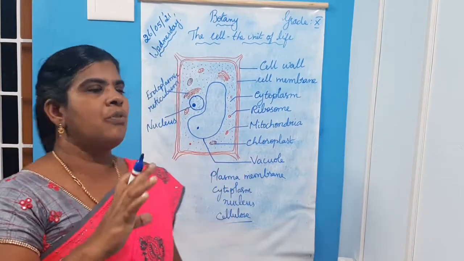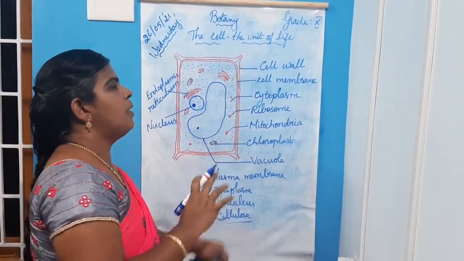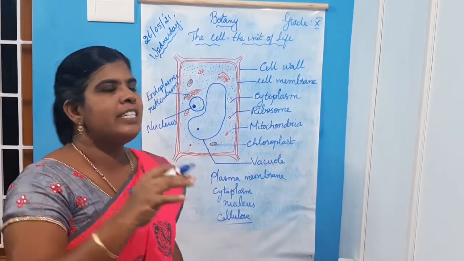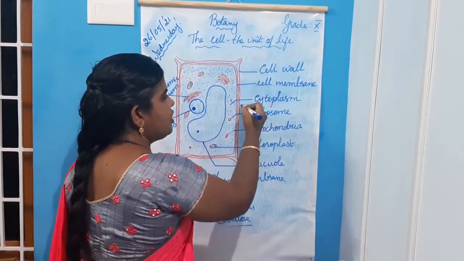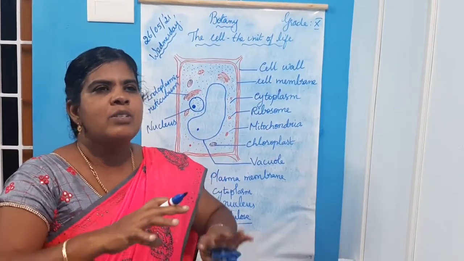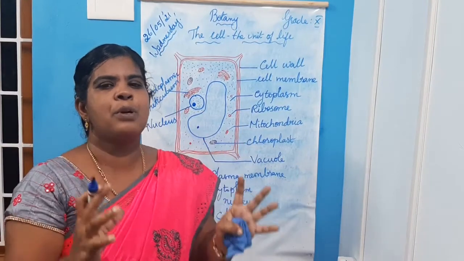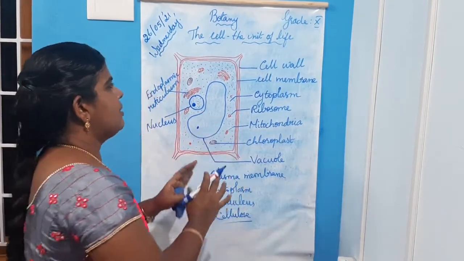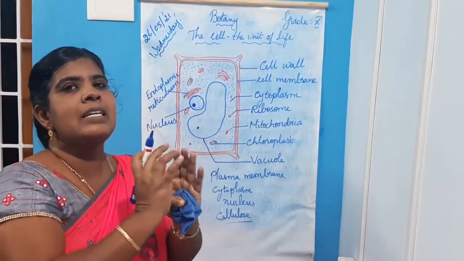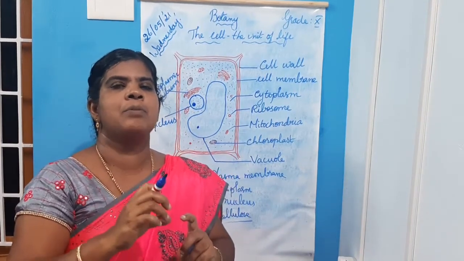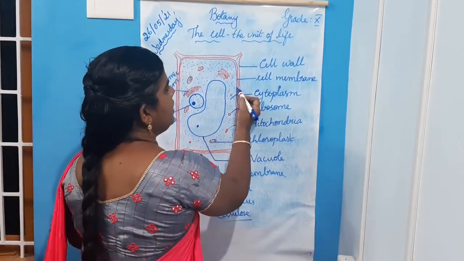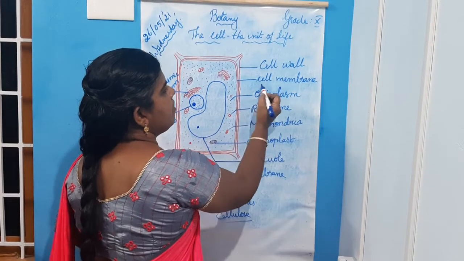Next, the function of the cell wall. What is the function of the cell wall? The cell wall gives definite shape to the cell and also gives rigidity to the cell. It is the outer covering, so it gives protection to the inner protoplasm. It protects the inner substance, the inner organelles or cytoplasmic organelles.